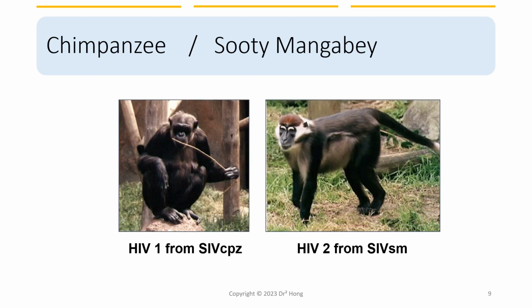So, in case you're wondering, what do these monkeys look like? On the left-hand side, we have the chimpanzee, which is believed to be linked to HIV-1. And the second picture on the right is the sooty mangabey monkey, which is believed to have a relationship with the HIV-2 strain.